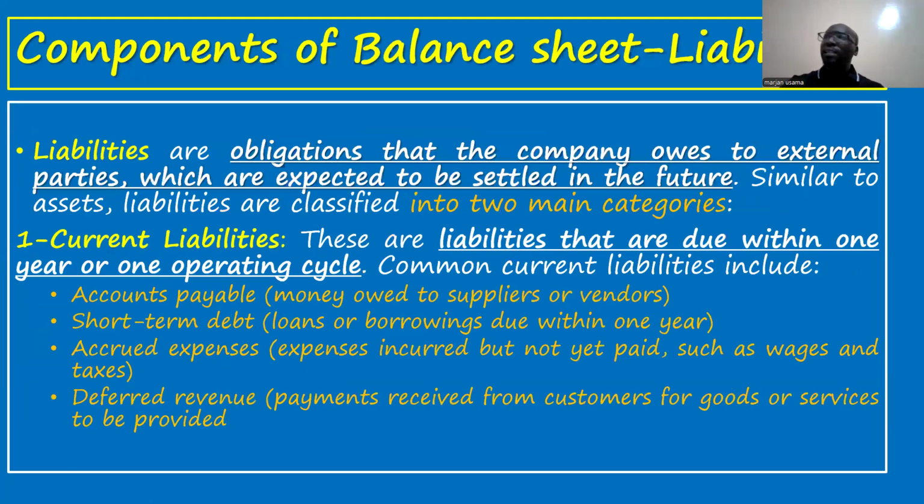Then number 2, we have the liabilities. These are the obligations that the company owes to external parties, which are expected to be settled in the future. So anything that the company owes other people. So similar to assets, they are classified into 2. So we have the current liabilities. These are the current obligations. These are liabilities that are due within 1 year or 1 operating cycle. Common current liabilities include accounts payable, money owed to suppliers.